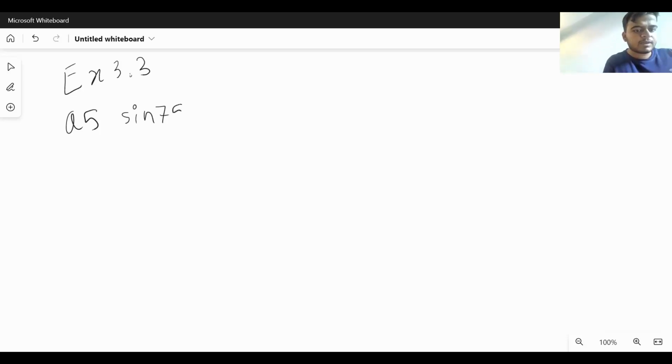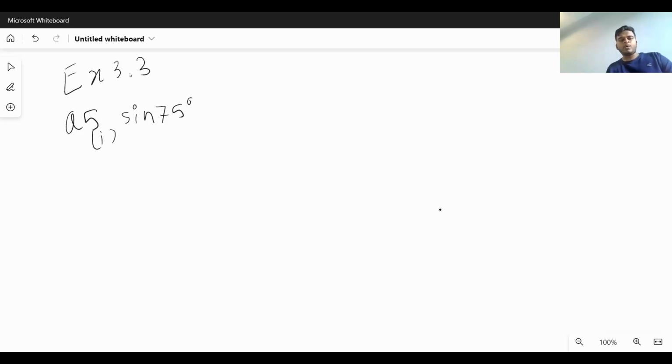Yes, I'll write the first part of the first question, that is sine 75 degrees, right? At first glance, this does not seem to be of any general degree term that we know, right? We know the values of sine 30 degrees, sine 45 degrees, sine 60 degrees, sine 90 degrees, and so on and so forth, right? But sine 75 degrees is something that we don't learn.